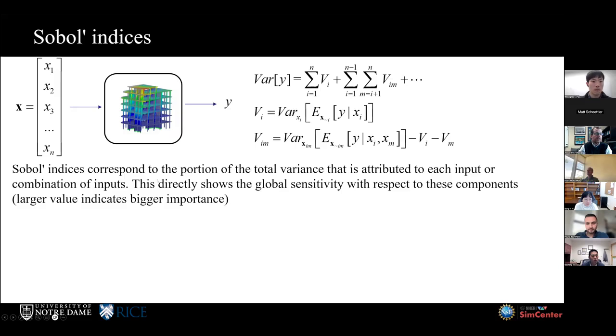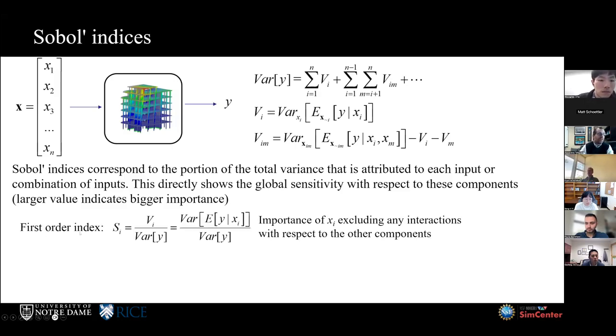and these Sobol indices show the global sensitivity with respect to the component that you're looking at. So we have the definition of the first order index. It is each of these V_i divided by the total variance. So really what this first order index gives you is the importance of x_i excluding any interaction with respect to all the other components, okay? So it's just looking at purely how x_i influences your output y.